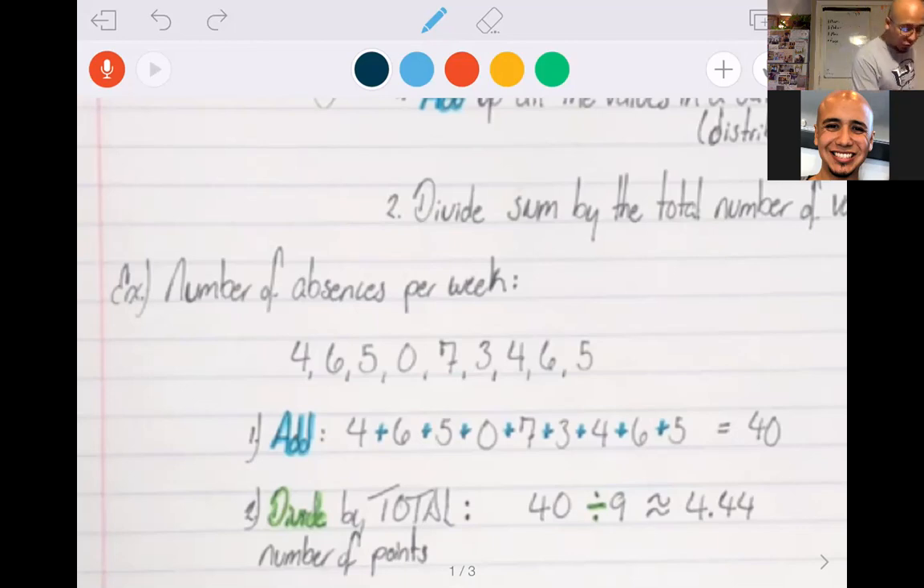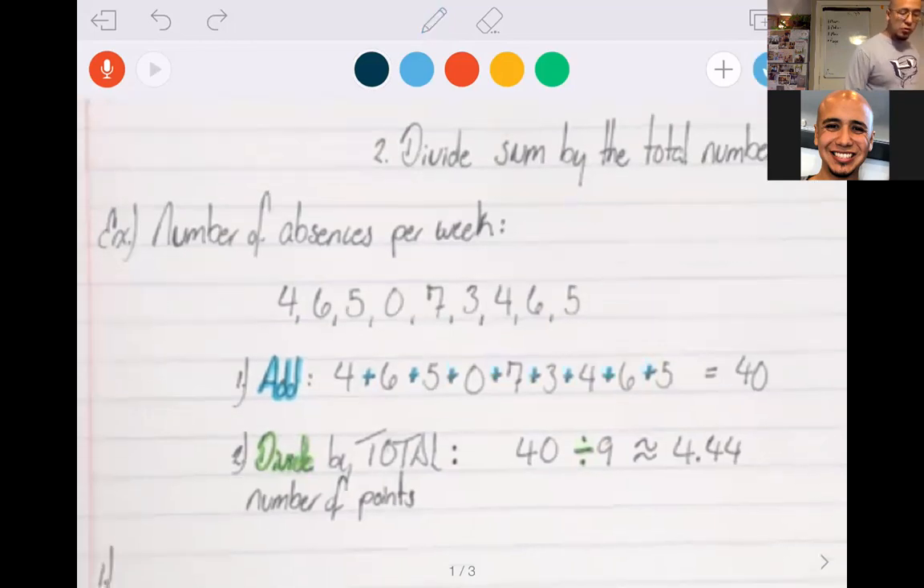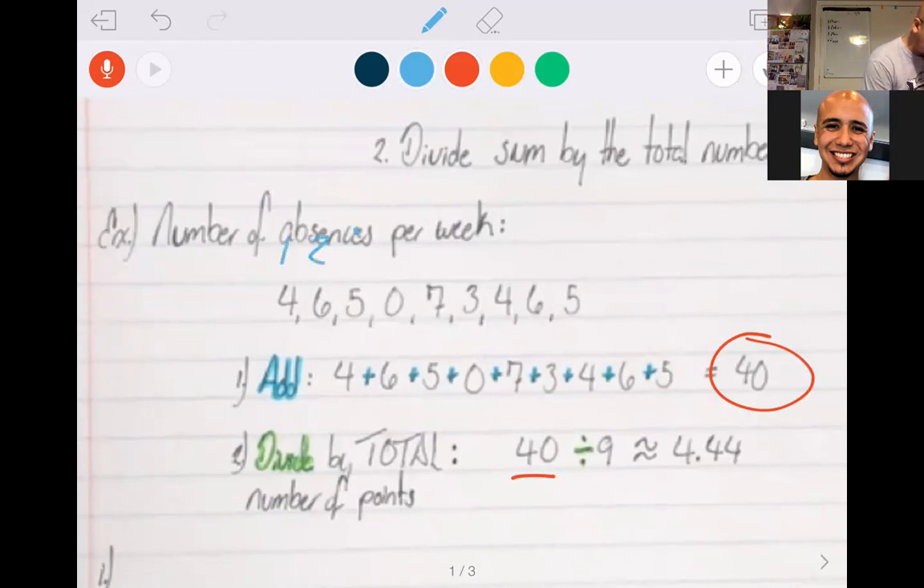So step number 1, we're going to add up all of those values. We added 4 plus 6 plus 5 plus 0 plus 7 plus 3 plus 4 plus 6 plus 5. That gives us 40. Now I'm going to take that sum, which is 40, and divide it by the total number of values, and that was 9 values. See how we have 1, 2, 3, 4, 5, 6, 7, 8, 9 values right here. And so I'm going to divide by 9, as I did down here. 40 divided by 9 is about, that's what those two squiggly lines mean, about 4.44.